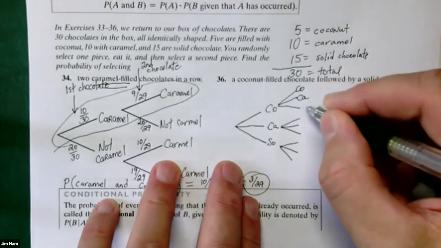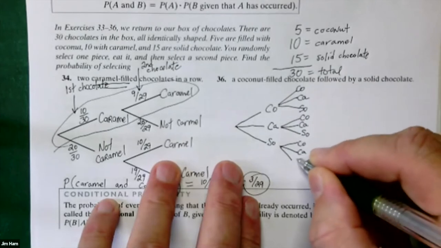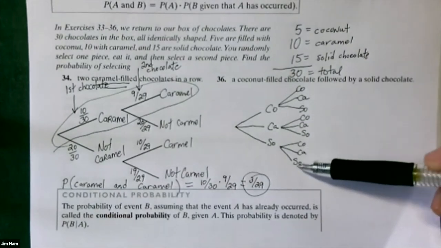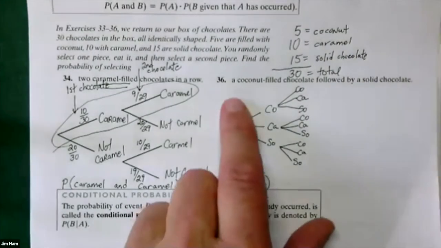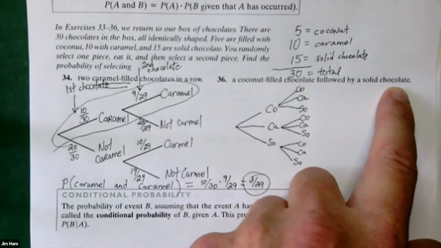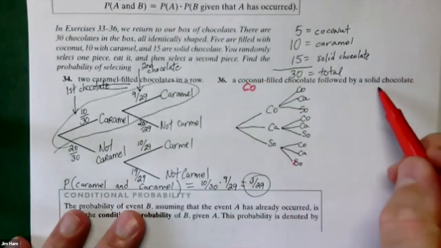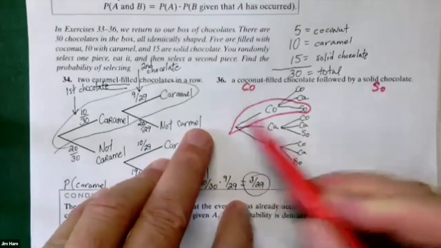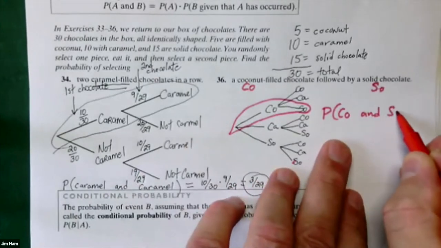Coconut, caramel, solid. Coconut, caramel, and solid. So there are nine possible eventual choices that you can make. And the one we're after here is a coconut filled chocolate followed by a solid chocolate. So do you see the branch we're after? Coconut first, followed by a solid. So we need this branch right here. And we would calculate the probability of a coconut and a solid in that order.